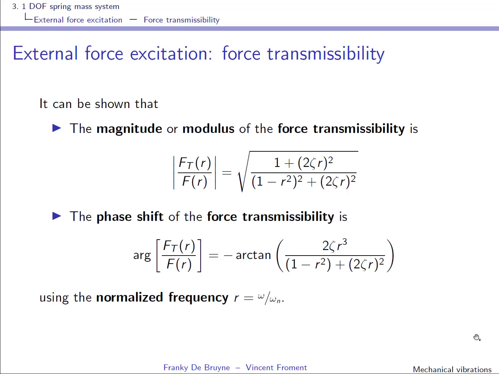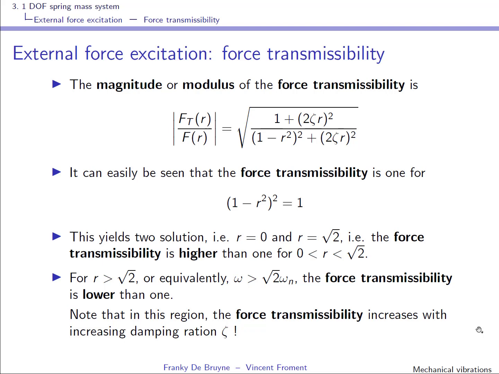Okay, this force transmissibility can be rewritten in terms of the normalized frequency, and we play the same game as before. We replace s by j omega. We write everything in terms of r, which is the normalized frequency omega over omega n. When we do this, our transfer function becomes a complex number, and then we can look at the magnitude and we can look at the phase shift, and you obtain two expressions, one for the magnitude of the force transmissibility and another one for the phase shift of the force transmissibility.